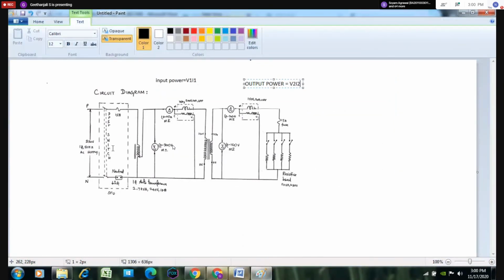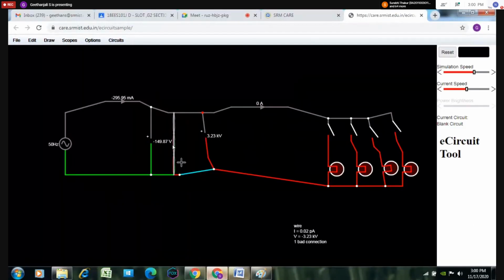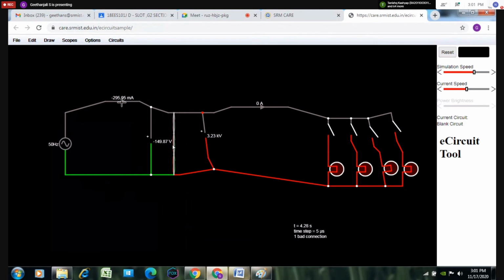What is the input power? Anyone, do it in the calculator and then tell. This is in milliampere, convert into ampere. 0.29595 into 149.87, so that is the input power. What value are you getting? All of you do it in the calculator and complete the tabular column. For one reading, you tell the efficiency.